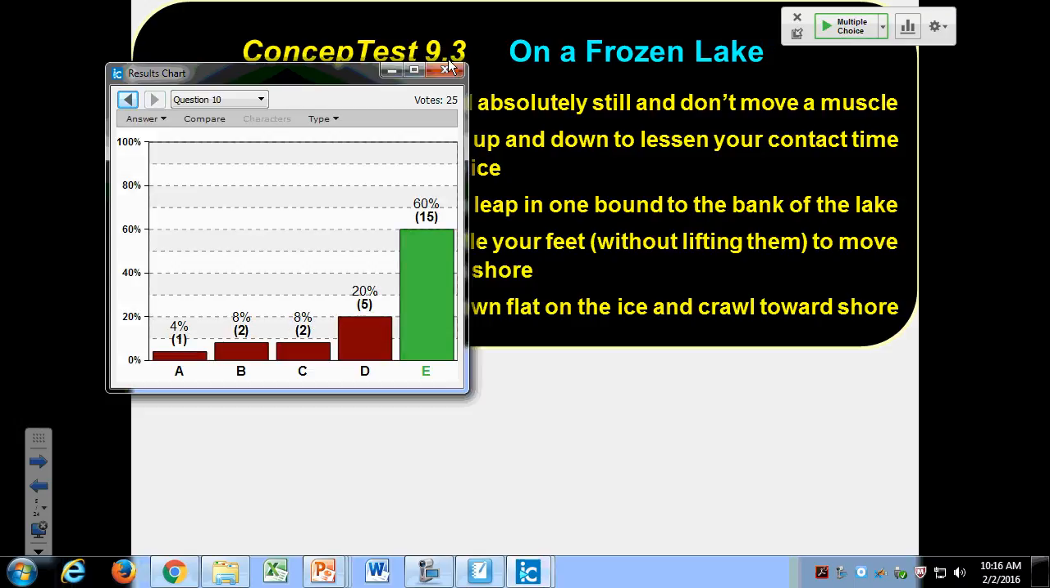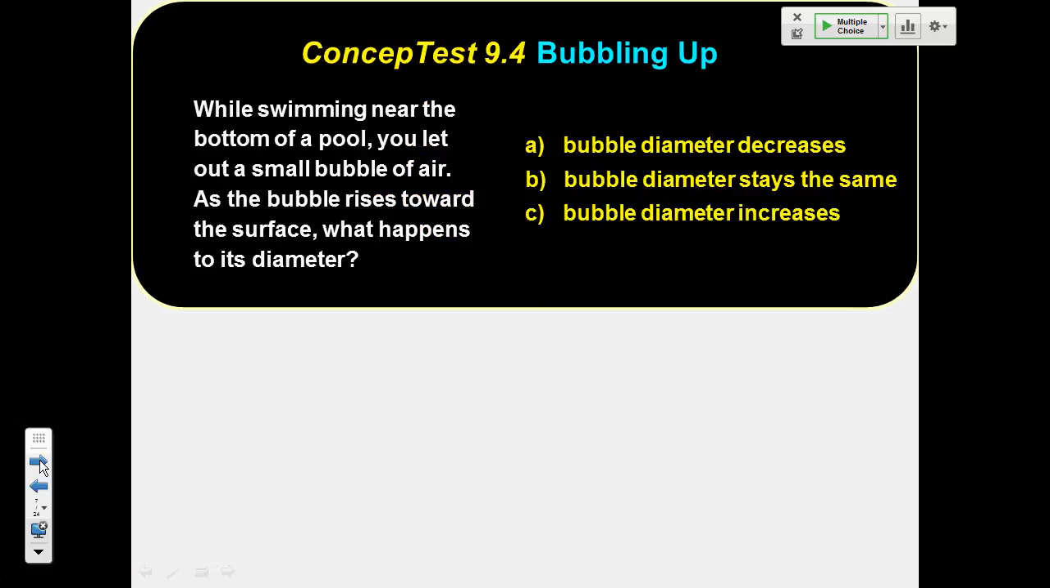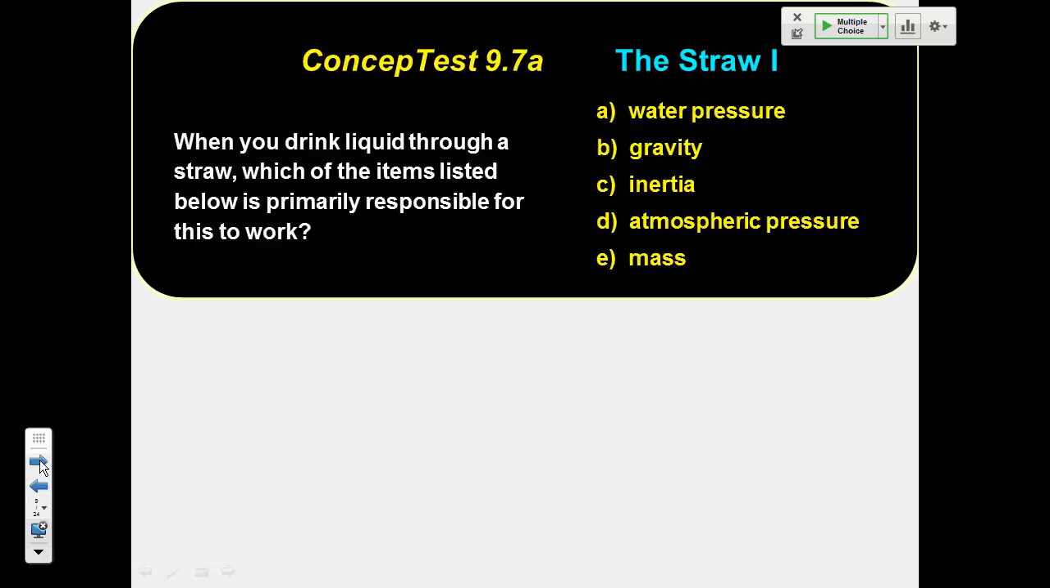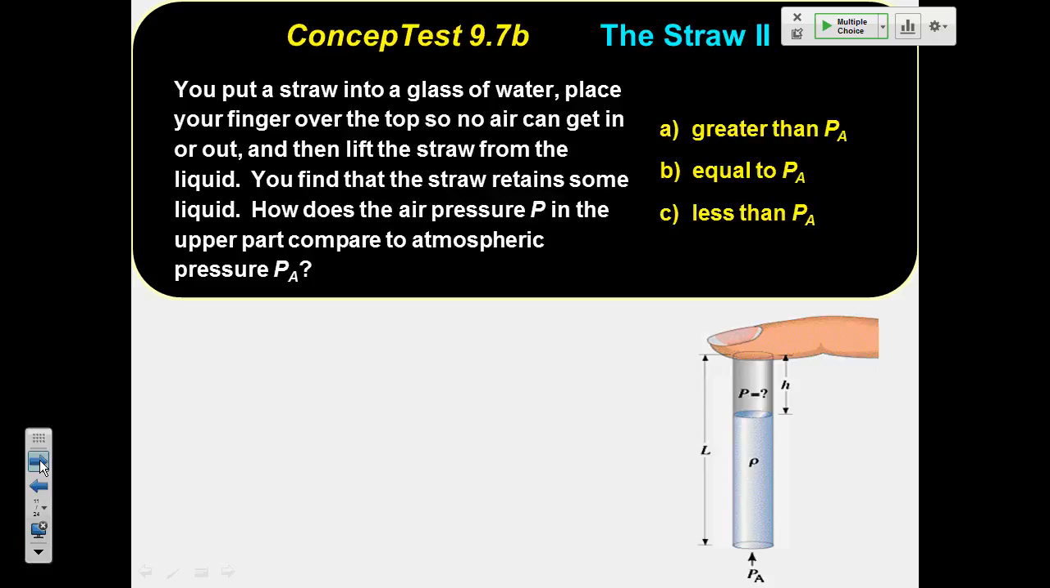Okay, E is right. Because when you lie down flat, that increases your area and it gives you a lower pressure. Sneakers versus high heels, right? You want to increase your area to decrease your pressure. We're running out of time, so I'm going to go through some of these. We talked about that one. We did this question as well.